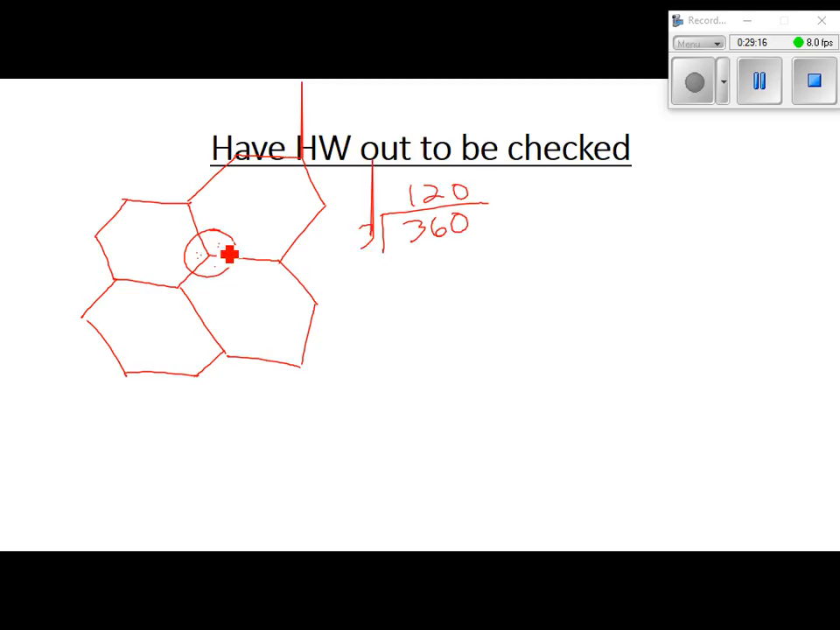Guess how much each one of those angles right there is? 120. Guess what the measure of this angle right here is in this hexagon? 120. How about this one? 120. If it's a regular hexagon, it's always going to be 120.